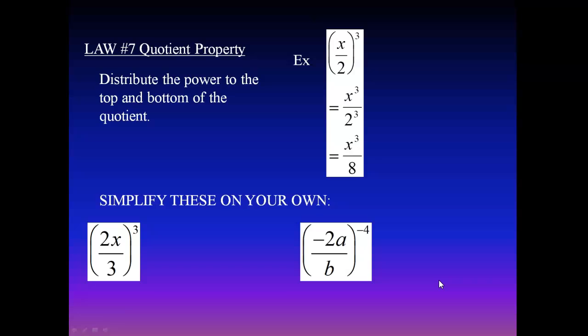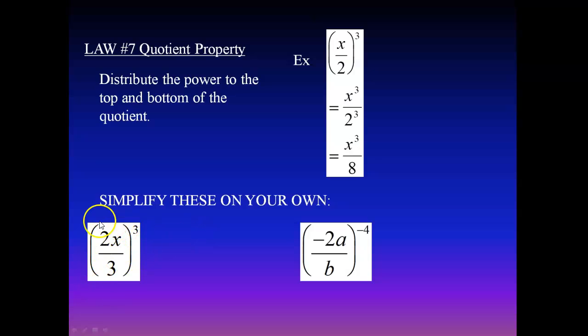Let's take a look at the quotient property. So again, the quotient property says distribute the power to the top and the power to the bottom of the quotient. So therefore, we get x to the third power and 2 to the third power. X to the third power stays, but 2 to the third power is 8. We change it and we're good.